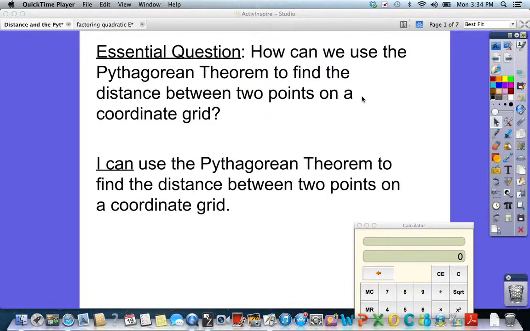Hey guys, so this lesson's on using the Pythagorean theorem to find the distance between points. What I want you to start out doing here is hit pause on the video. Once you've hit pause, read through the essential question and I can statement. Circle at least 2 words in each statement that you think adds to the meaning the most. That helps you understand what the question is, what the I can statement is. And I'll be coming around looking for those 2 circled words. Go ahead and pause it now.